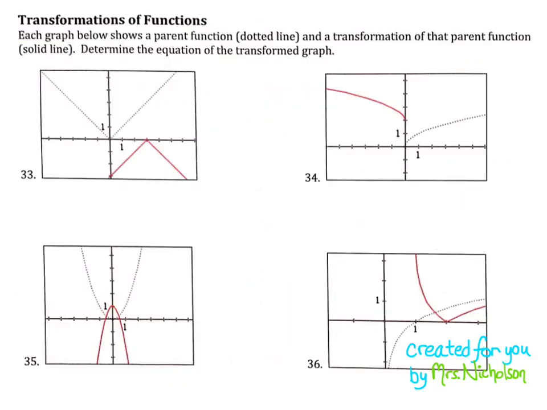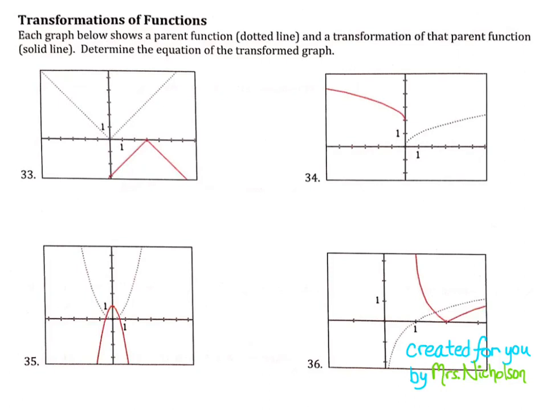All right, in this next piece, we're looking at transformations of functions. And on these, for these graphs, we're shown a parent function and then a transformation of that parent function, and we're asked to write the equation of the transformed graph. So in this first one, question number 33, we have the absolute value function. That's our parent function. And it has been reflected over the x-axis.